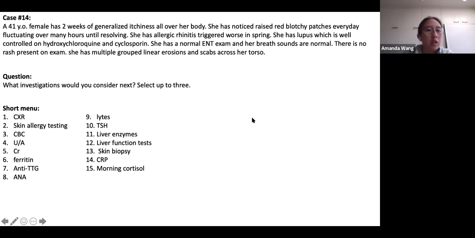So case 14 here. You've got generalized pruritus with rash, and she has a history of allergic rhinitis and lupus.